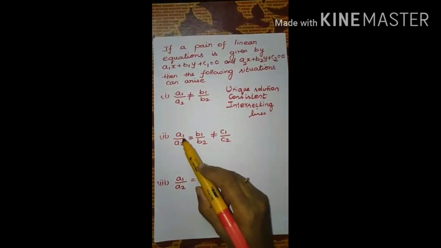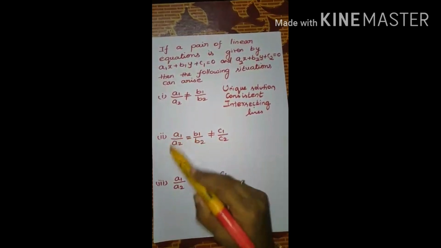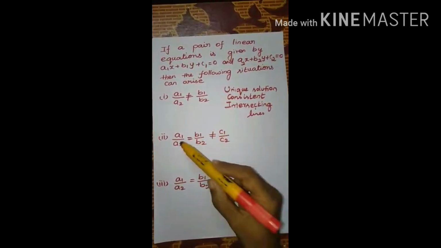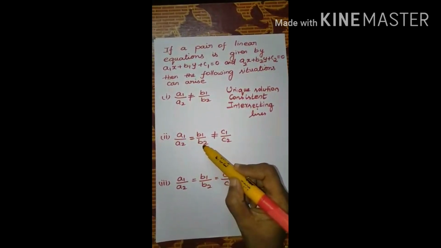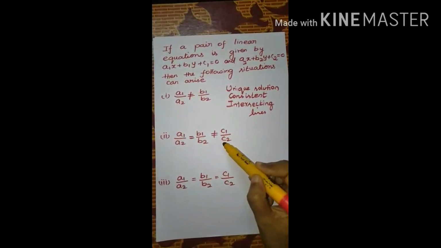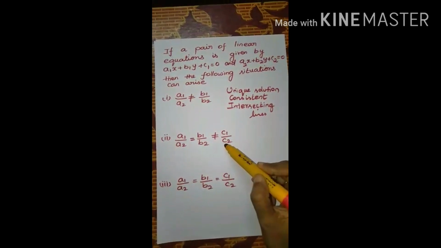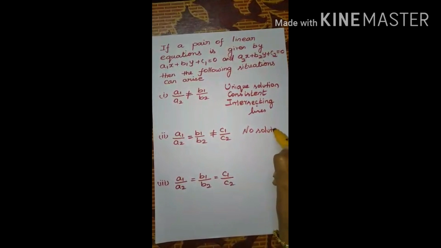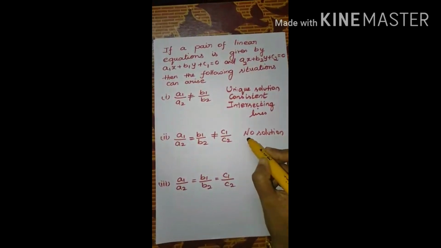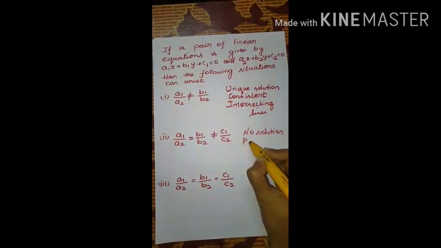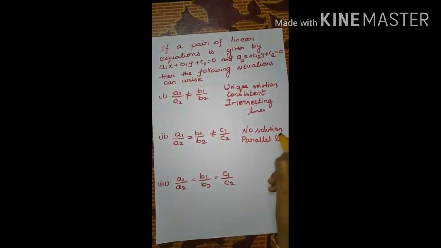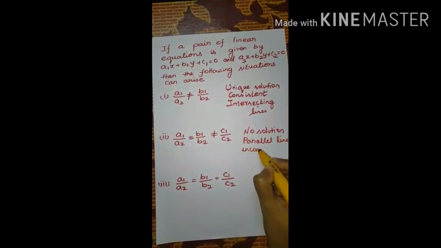The next one, coefficient of x, actually the first one, coefficient of y, the next one. The last one is the constant. Suppose a1 by a2 is equal to b1 by b2 is not equal to c1 by c2. What is the result? Actually no solution. One is equal, another one is not equal, so no solution. Parallel lines. Inconsistent.